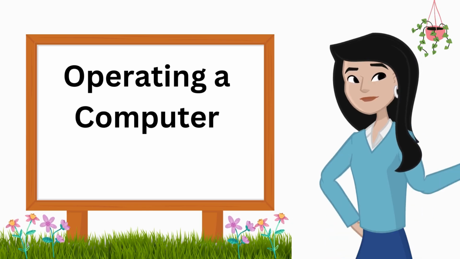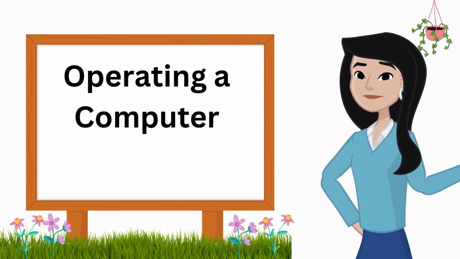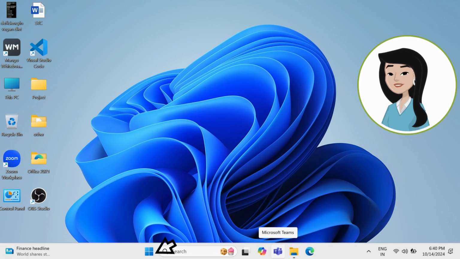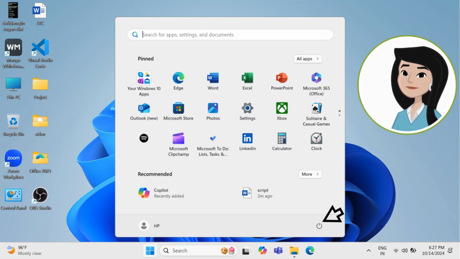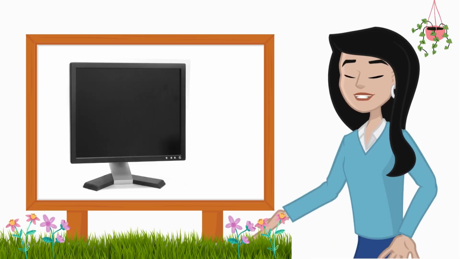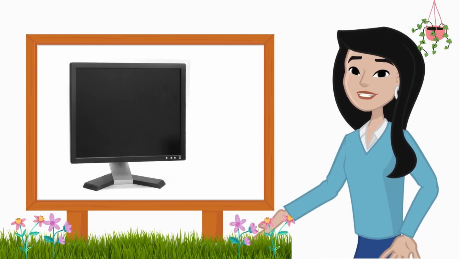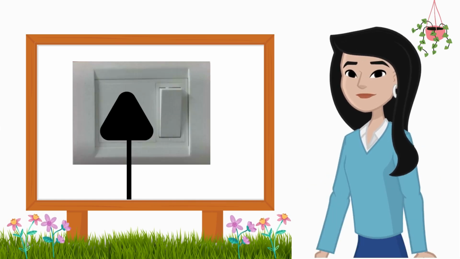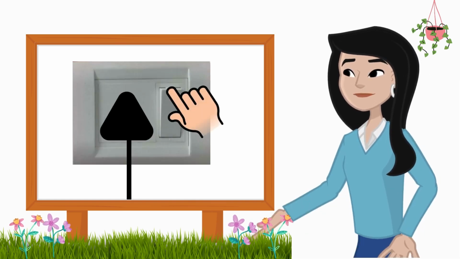Now when you're done, it's important to shut down computer in a right way. Got it. What do I do? To do that, first of all, select the Windows icon on the taskbar. It is also called Start button. Click on the power button, then select Shut down. Is that it? Almost. Now, you have to switch off monitor power button, switch off the UPS button, then put off the main power supply.